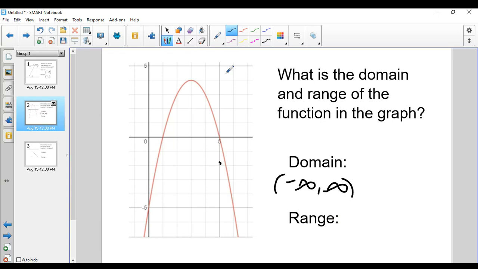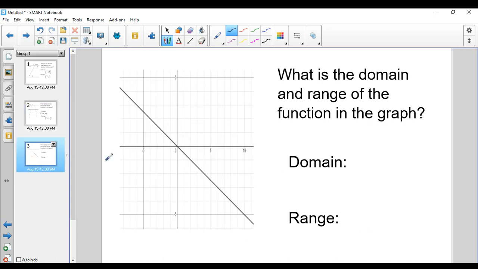The range, on the other hand, is always going to be below the maximum. It looks like the maximum height of this parabola was 4, so it's all real numbers less than or equal to 4. Again, I'm going to start at -infinity, always start at the small number, and it goes to 4. The 4 is in a bracket because the graph actually does reach 4, but the -infinity has to be in parentheses.